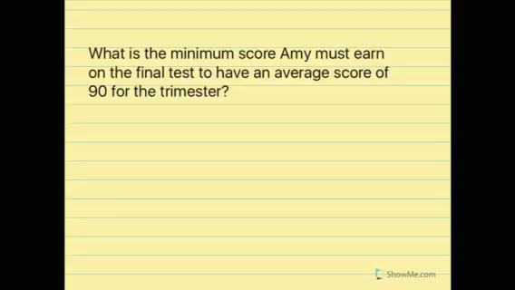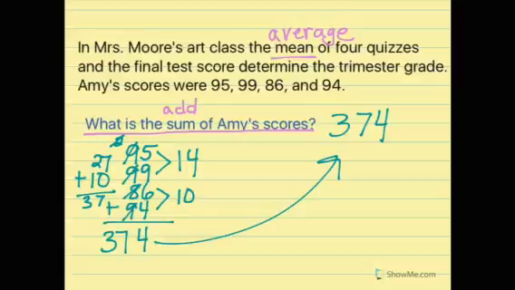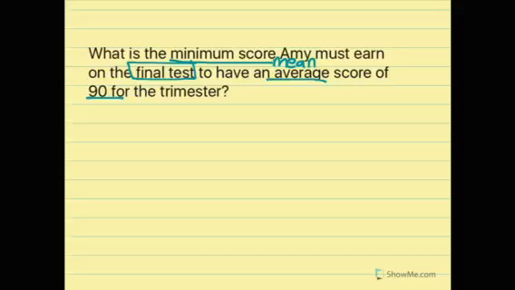Okay, now I'm going to solve the final problem, which is where I'm putting everything together and using the mean. It says, what is the minimum score Amy must earn on the final test to have an average score of 90 for the trimester? Average is another word for mean. So I'm going to use what I know. If I go back to the beginning, I know these were Amy's scores on her 4 quizzes. I know that when we added them up, we got 374.